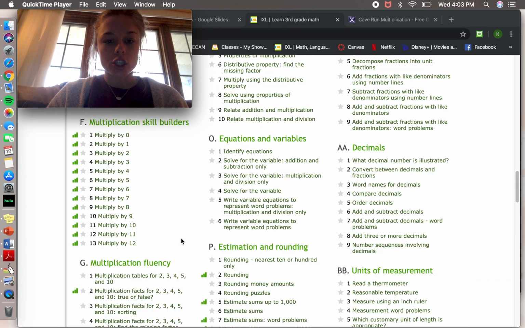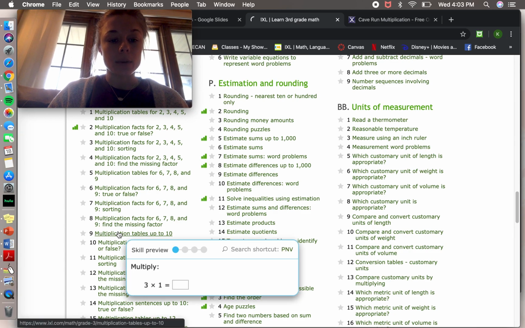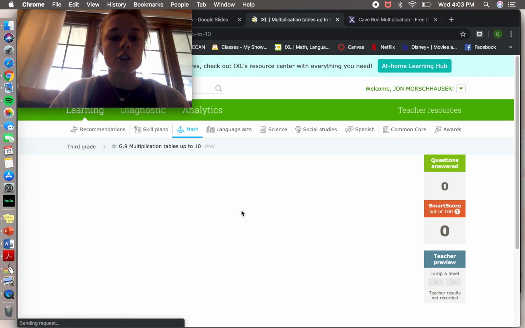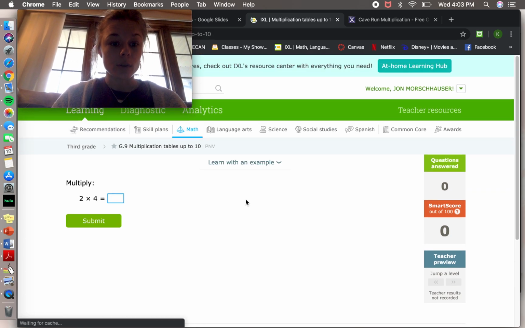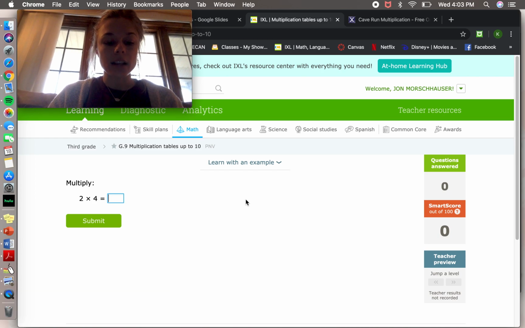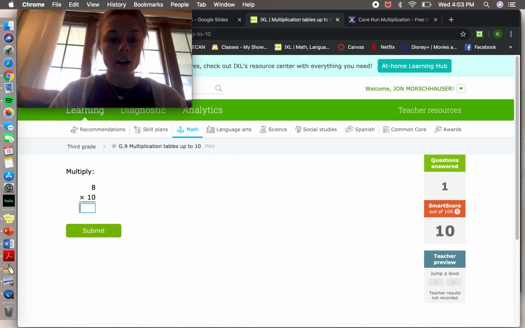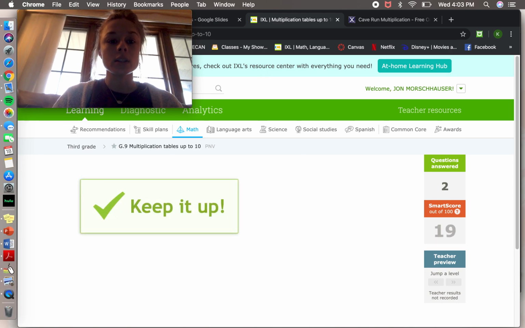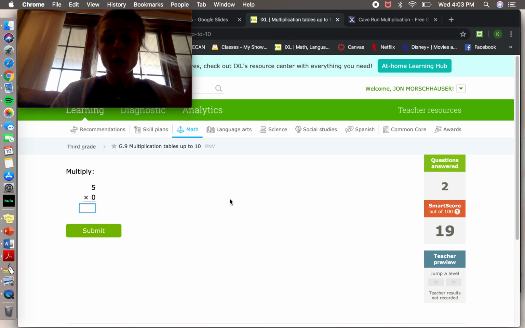So G9, this is multiplication tables up to 10. This is just going to be practicing your multiplication facts. Try not to use anything when you're doing this, just trying to memorize those facts and knowing your multiplication facts. So work really hard in trying to do your best with those and doing those to practice those facts.